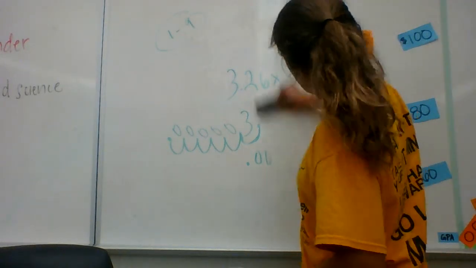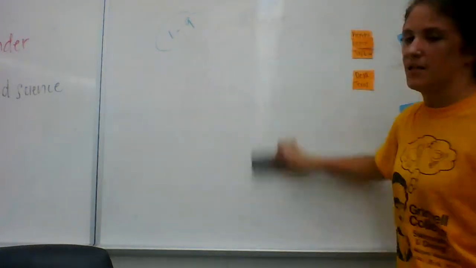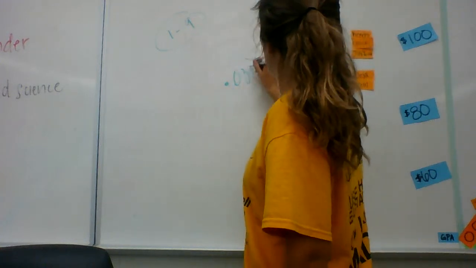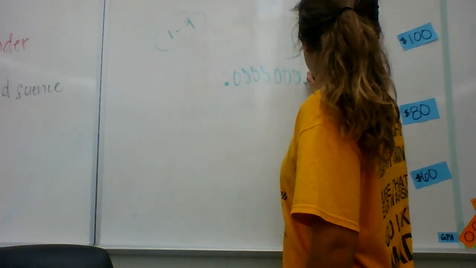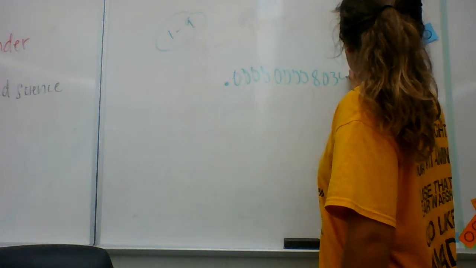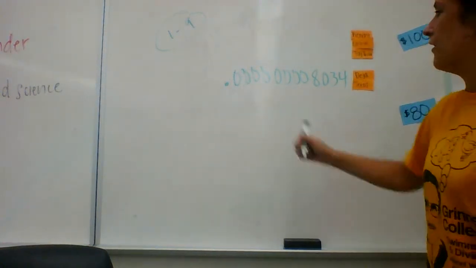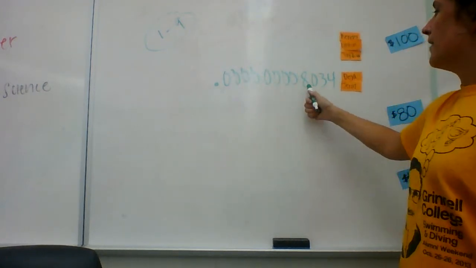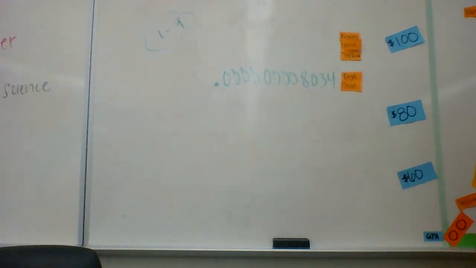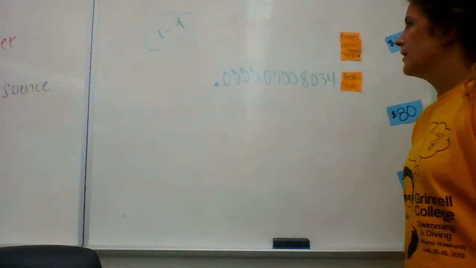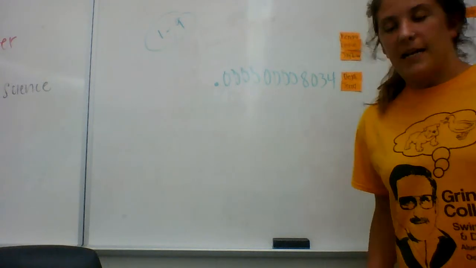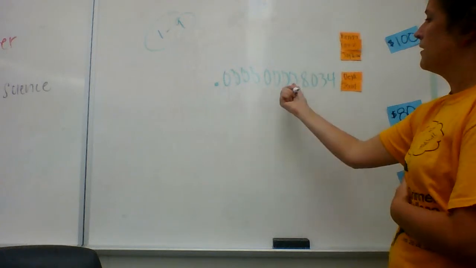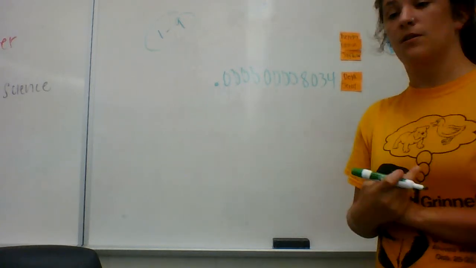Let's solve another one. This one's going to be a little harder. It's going to start in standard notation, and I want you to move it to scientific notation. I have 1, 2, 3, 4, 5, 6, 7, 8 zeros, then 8034. Copy this on your paper. You might need to pause it, and that's okay. I want to write this in scientific notation. Right now it's currently in standard form, and we're going to move it to scientific notation.